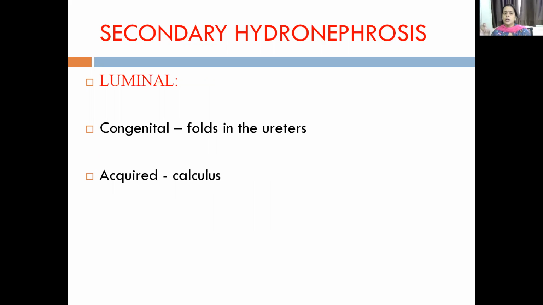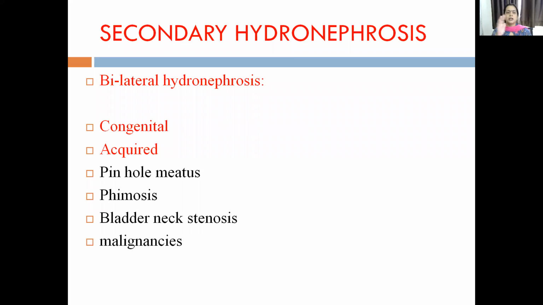If it is luminal, it is related to the lumen. If there are congenital folds or acquired causes, there can be some calculus. So there are three types of unilateral secondary hydronephrosis: extramural, with pressure and obstruction of the inferior renal artery; then the second one, intramural, with neoplasms. Anything which causes pressure causing the obstruction can be inside the lumen, related to the ureter and bladder, or extramural, just causing direct pressure.